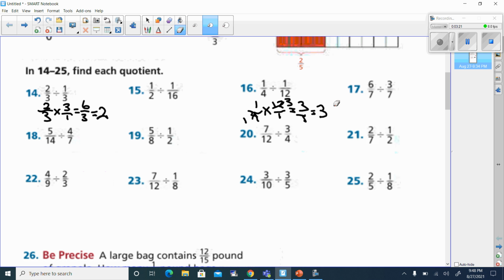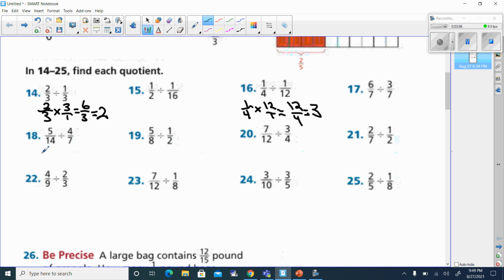I'm going to go ahead and show it the regular way now. 1/4 times 12/1. And that would equal, 1 times 12 is 12. And 4 times 1 is 4. Now we take 12 divided by 4, and again, you see, we get 3. So no matter what, we're going to get the same answer. All right, let's go ahead and work number 18.